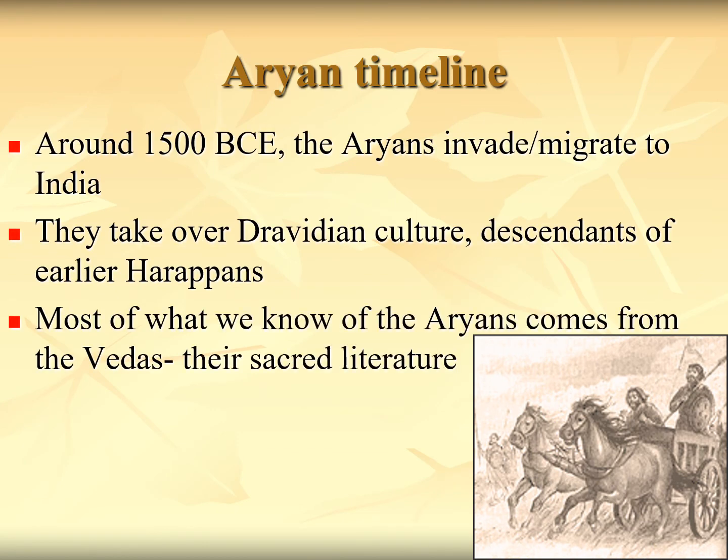So the Aryan timeline looks like this. Around 1500 BCE, they invaded and migrated to India. They take Dravidian culture, descendants of early Harappas. And most of what we know of the Aryans comes from the Vedas, which is their sacred literature.